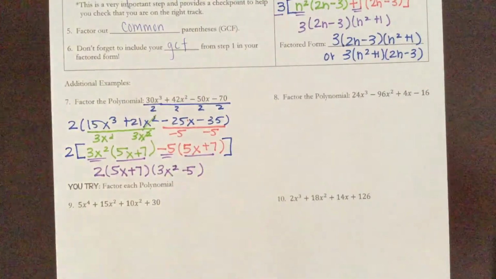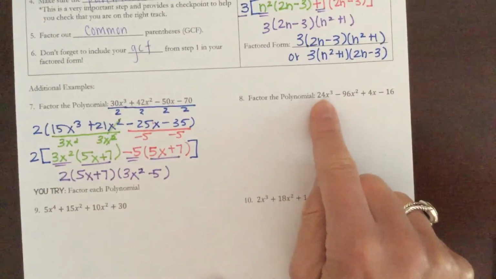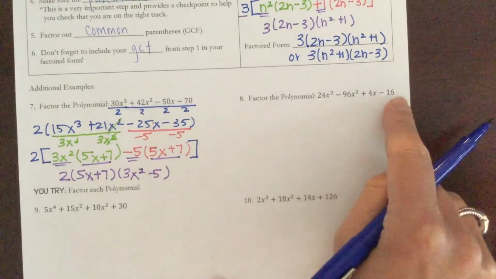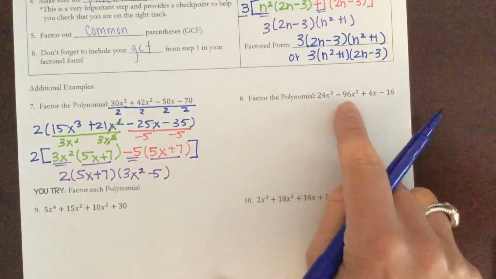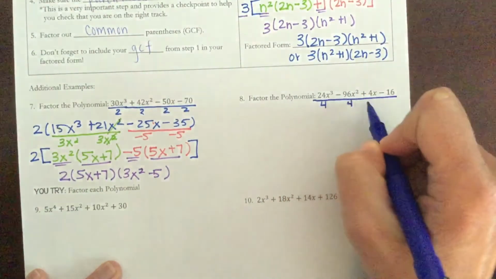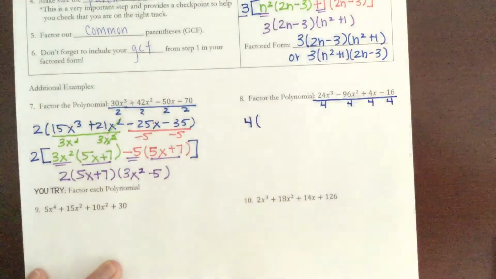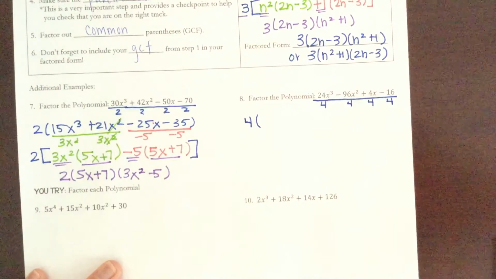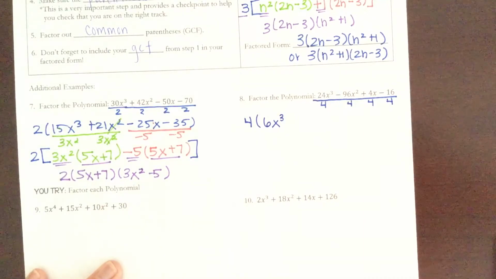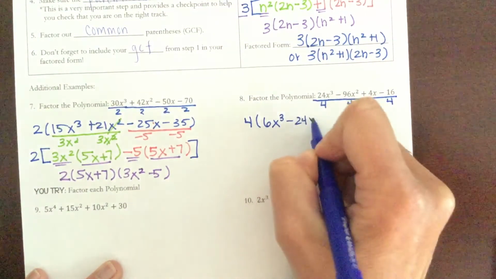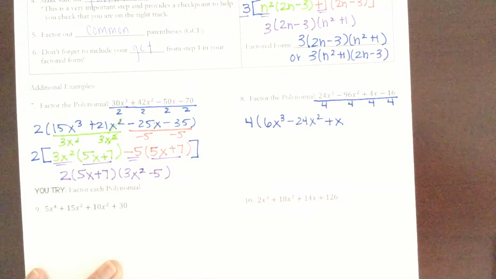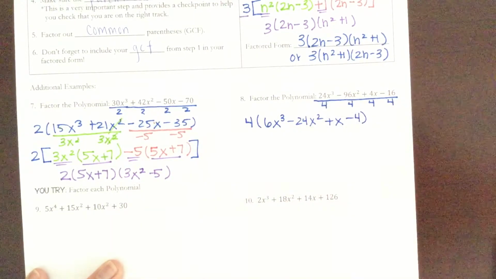A final example, we want to start by looking for a greatest common factor among all of the terms. I don't have a variable that they all share in common, but I do see that each of these terms is divisible by the number 4. So 4 times, when we divide 24x cubed by 4 gives us 6x cubed. Negative 96x squared divided by 4 leaves me with negative 24x squared. 4x divided by 4 is just 1x. And negative 16 divided by 4 is negative 4.